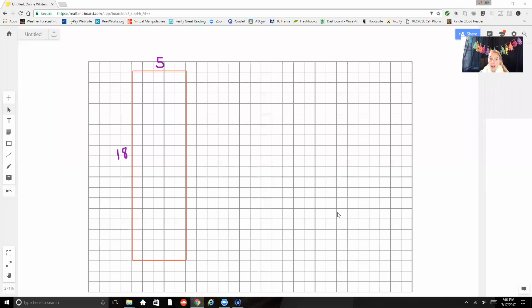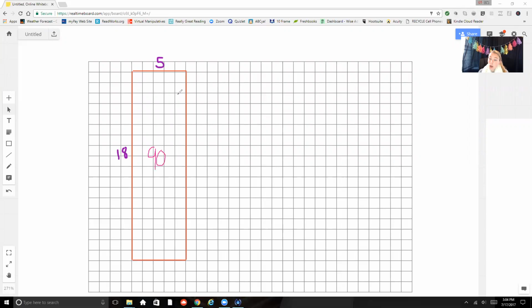So let me pull up our array. So here's our array for 18 times 5. We have 18 here on the long side and then 5 on the short side. And when you make a rectangle out of that, we know that we have 90 squares inside because that's what we got for our answer of 18 times 5. And so I'm actually going to write 90 in the middle here. So we know this is 90.